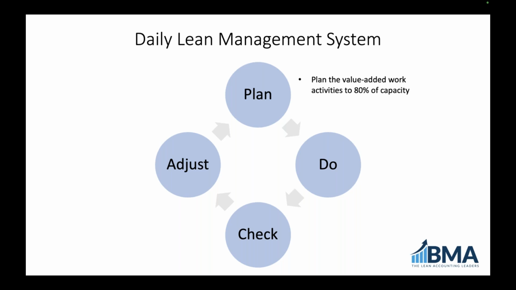Now you plan the work to only 80% of capacity. And the reason you don't plan the work to 100% of capacity is because you need to have a buffer for things that go wrong, for troubleshooting, for meetings, and other types of interruptions. And I'm going to give you the general plan steps in a few minutes.